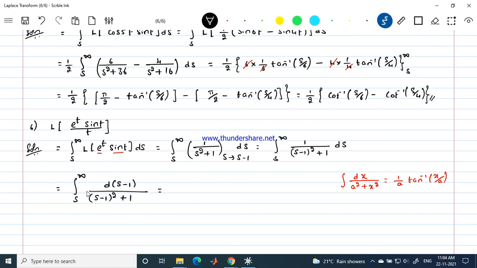This is equal to, it is integration of dx by x square plus a square, which is nothing but tan inverse of x by a, that is s minus 1 divided by 1. This is between the limits s and infinity. When you substitute the upper limit, it still remains pi by 2 minus, for the lower limit it is tan inverse of s minus 1. So the answer is cot inverse of s minus 1.